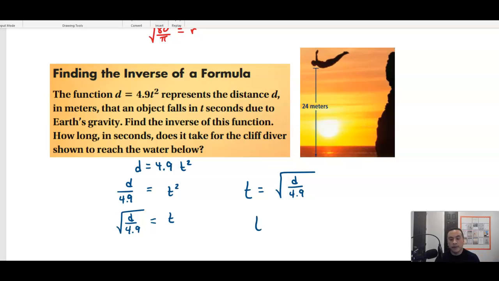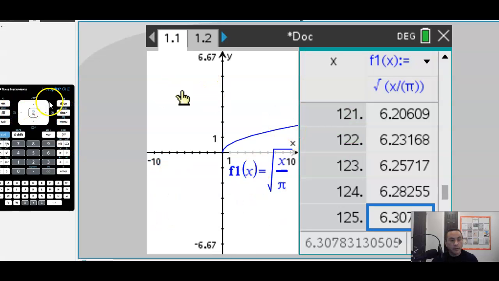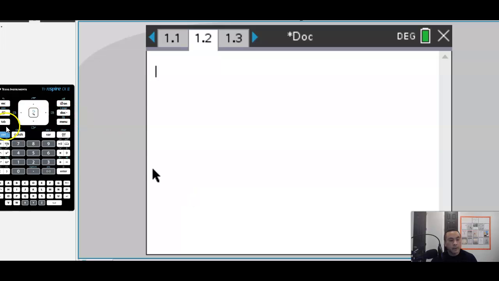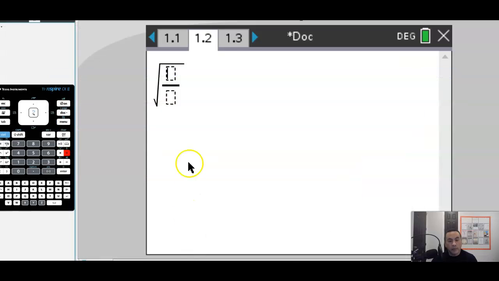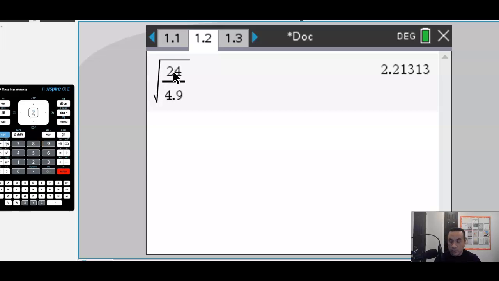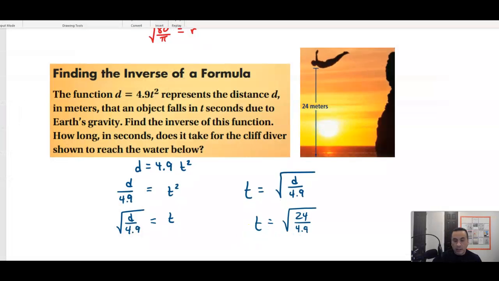So over here in this case, it's 24 meters long, so you can actually type in 24 right there and then get that answer. Type it in, the square root of 24 divided by 4.9. Let's go back to a regular calculator right here. The square root of, control divide, 24 divided by 4.9, and it looks like it takes about 2.213 seconds. That's how long it takes for the diver to hit the water.